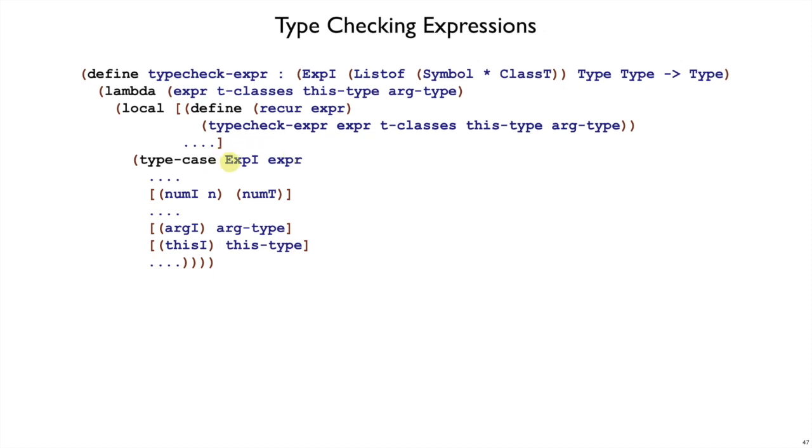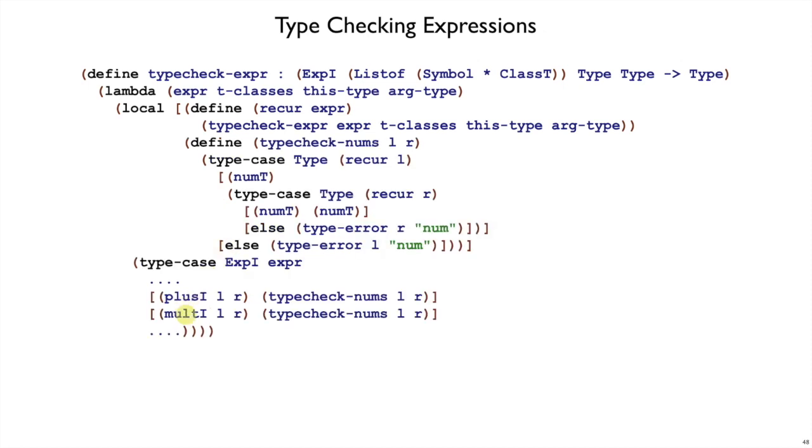Looking at all the different expression types now, these are again the types of ExpI because we're reusing that grammar. If we've got a NumI, clearly the type is NumT. If we've got an ArgI, then the arg type is already exactly the answer, and if we've got a ThisI, then this type is exactly the answer.